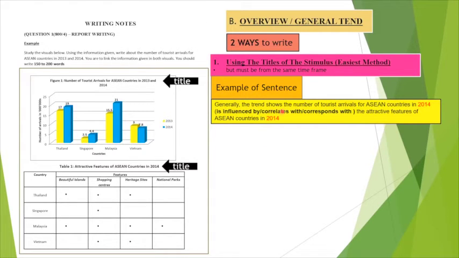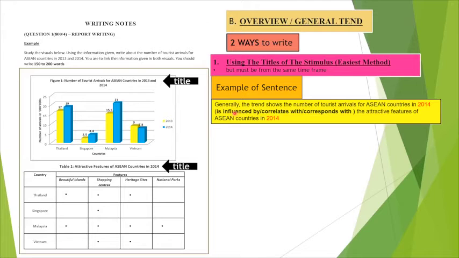Generally, the trend shows the number of tourist arrivals for ASEAN countries in 2014 is influenced by, correlates with, or corresponds with. These are the phrases that you can use. Either one, the attractive features of ASEAN countries in 2014. So if you look here 2014 and here 2014, I take the same time frame and make it as an overview using the titles.